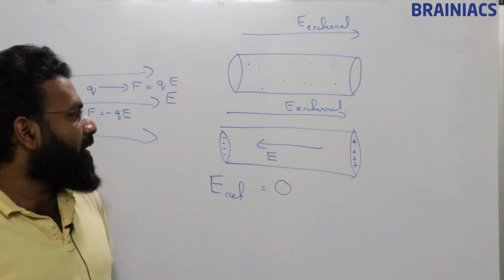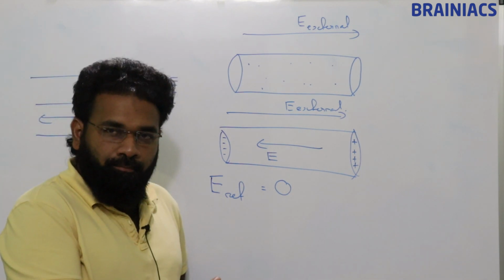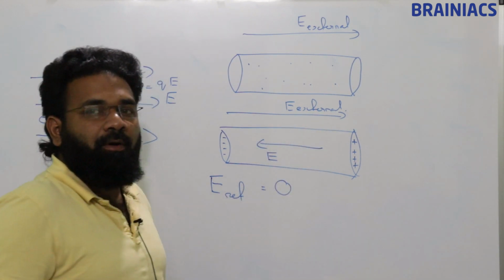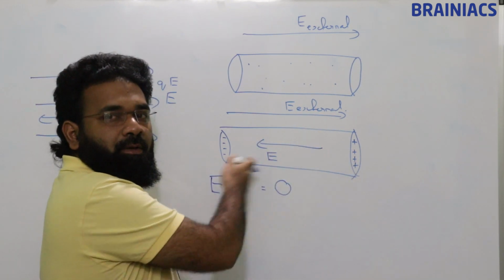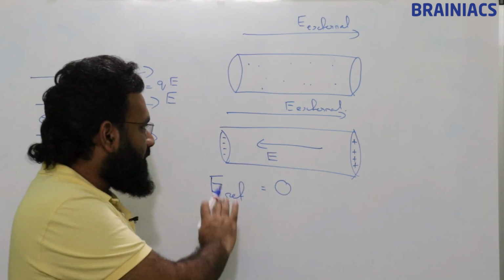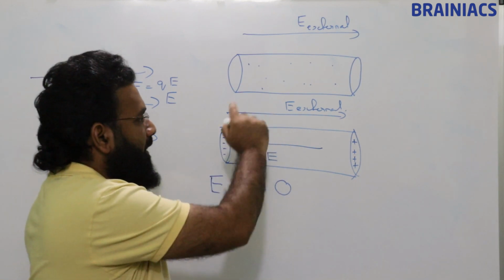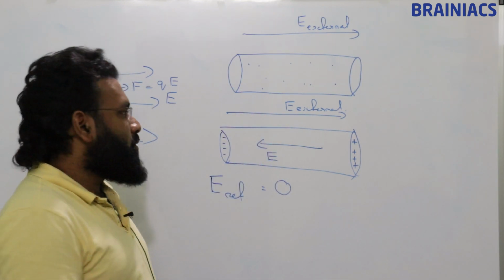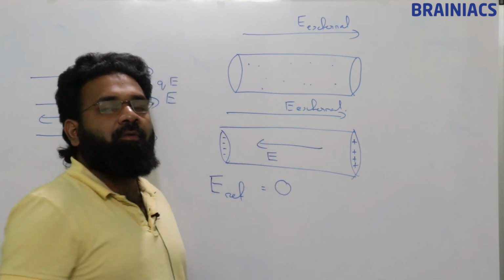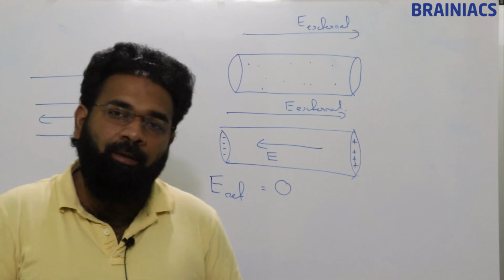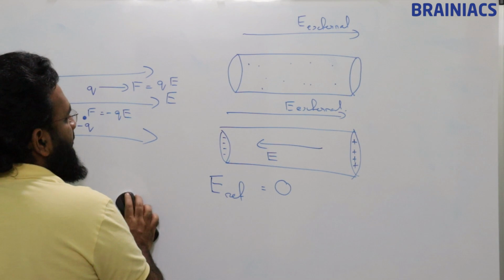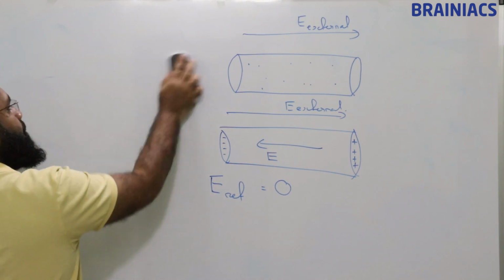Now suppose we supply an external electric field, what will happen? Charge accumulation will happen, there will be an electric field in this direction, and the net electric field will be 0 once we apply the external electric field. So for the movement of these charges to continue, what do we need to do? We will have to continuously supply this electric field.